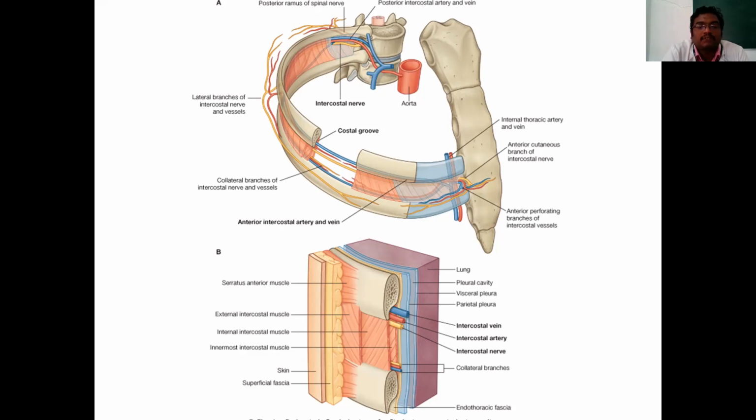Next, you'll be able to get the vessels present in the intercostal space. You'll get the intercostal vein, intercostal artery, and intercostal nerve. All these structures form the content of your intercostal space, and they are arranged from superior to inferior aspect in the order of vein, artery, and nerve.